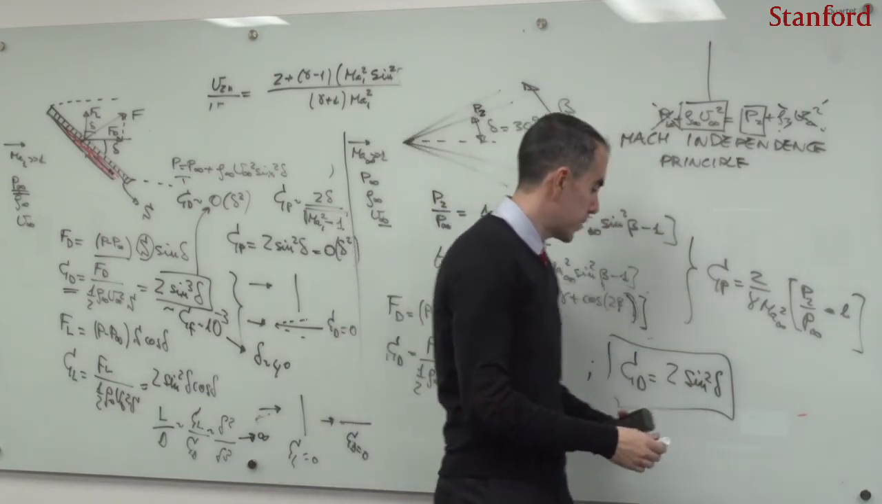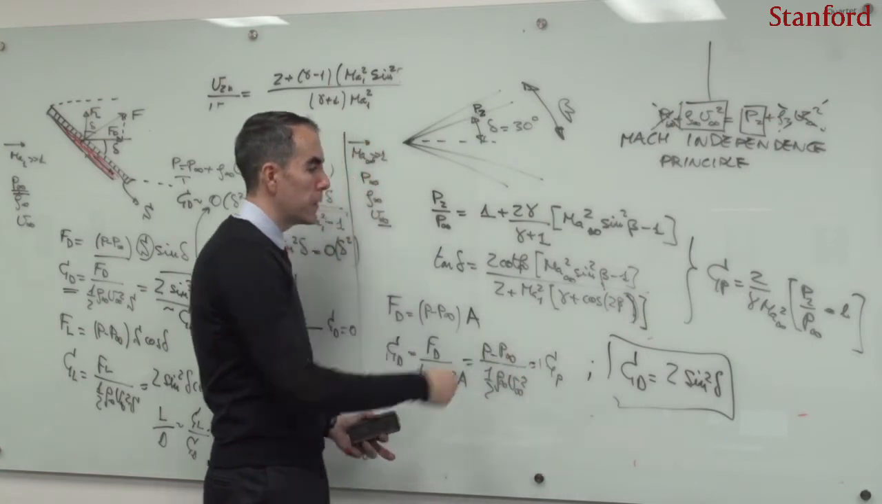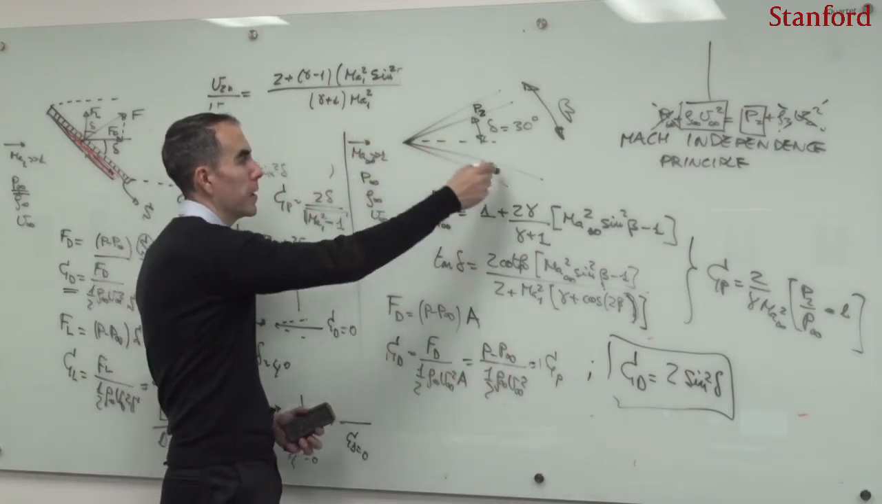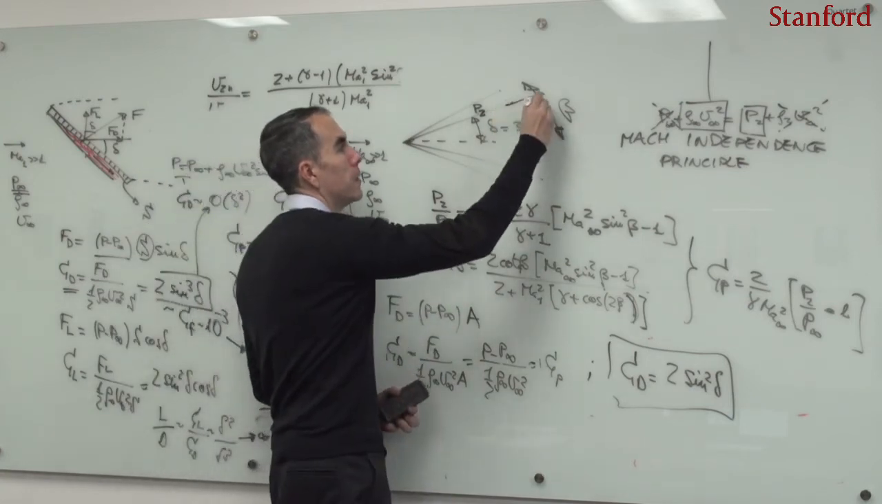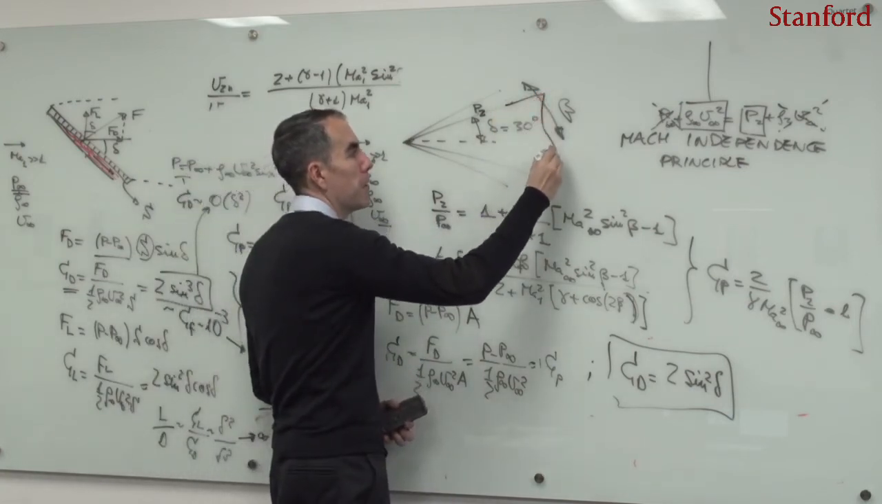Well, for instance, one can try to solve a similar problem. Instead of having here a wedge, right, one could try to solve the same problem for a cone. Let's say here that now I have a cone.